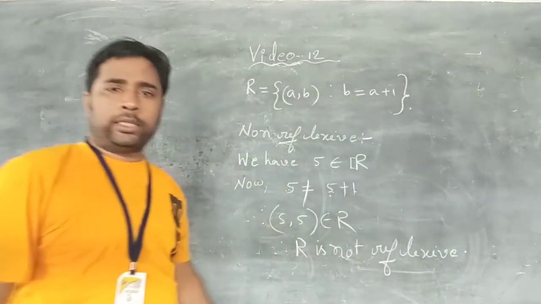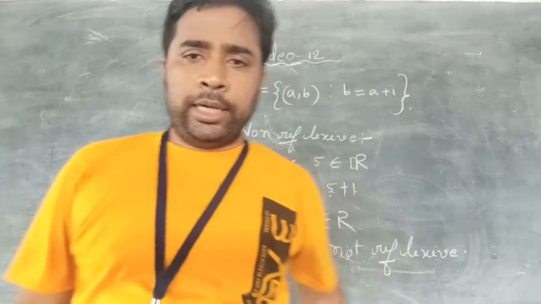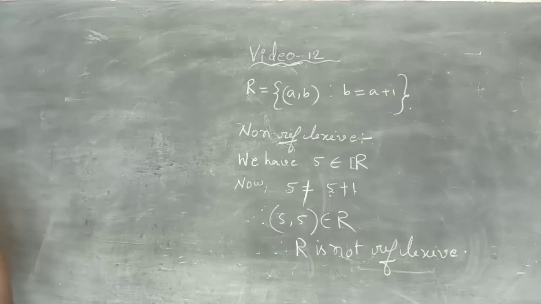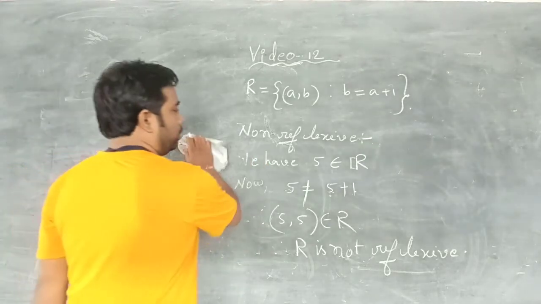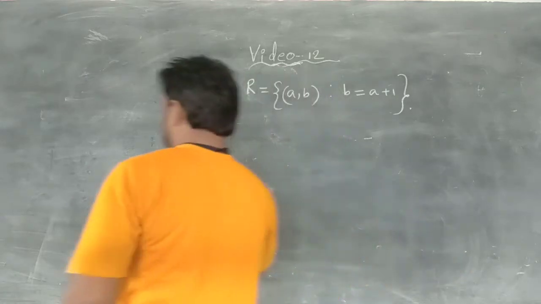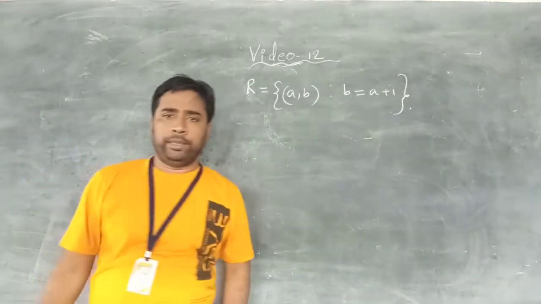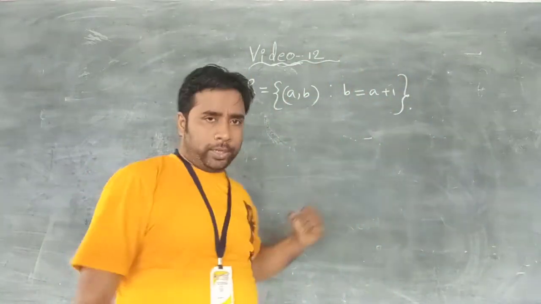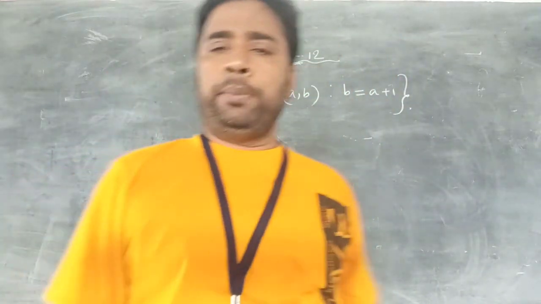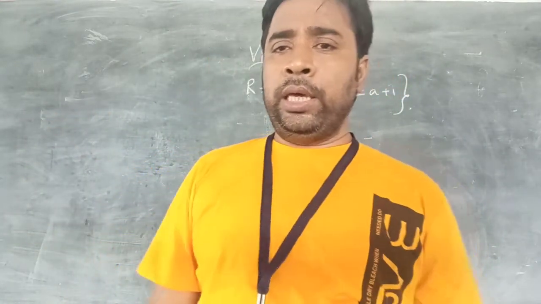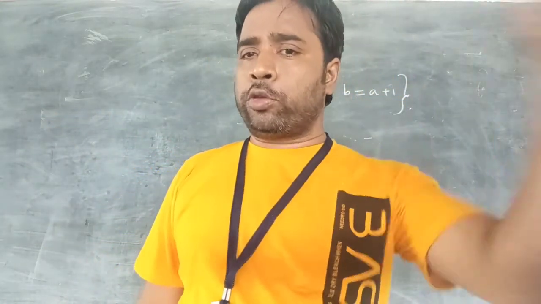Okay, so R is not reflexive here. Next, let us see whether it is symmetric or not. What is the meaning of symmetry? Symmetry means if A comma B belongs to R, then B comma A should again be in R. If A comma B is there, B comma A also must be there.